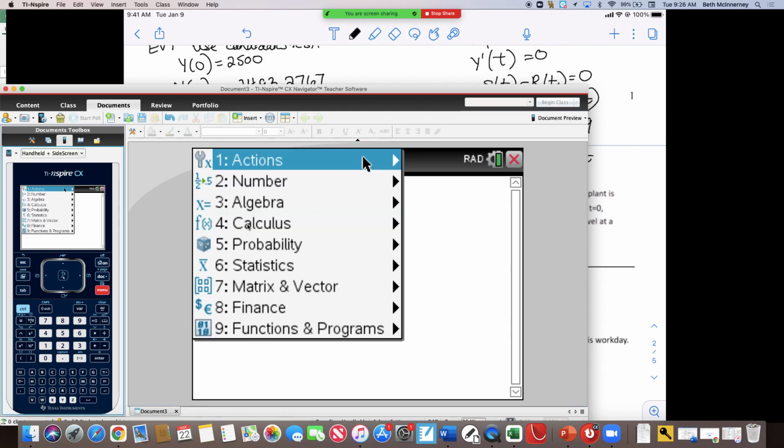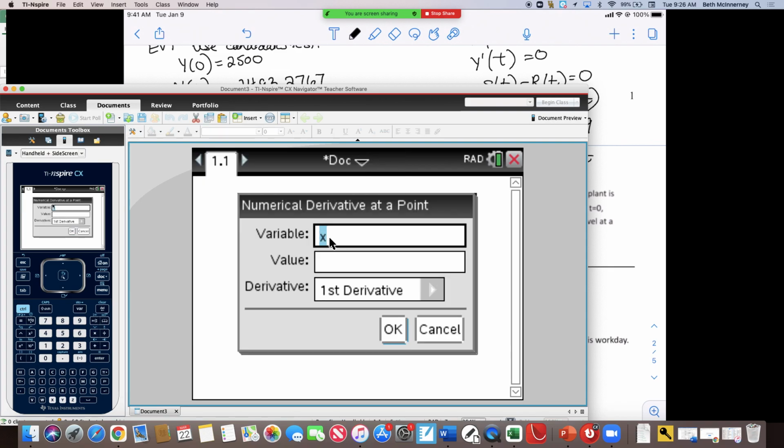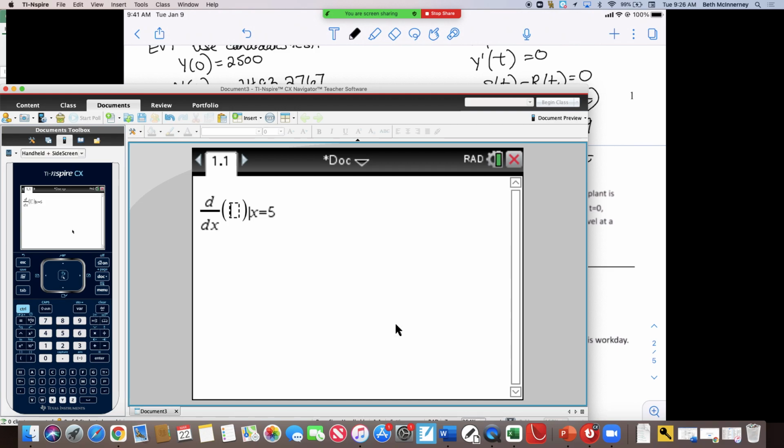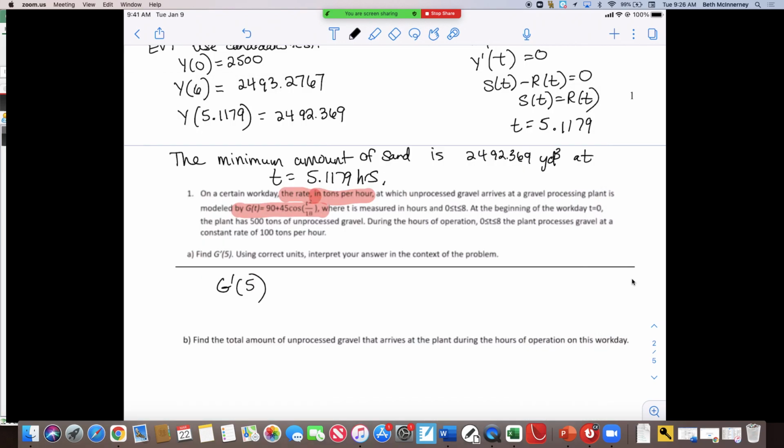So here's calculus, and we'll do a numerical derivative. So you're going to do x, and we want this at 5, and we just say okay, and then you just have to type in your function. All right, did you get negative 24.5875? That's what I'm getting here.